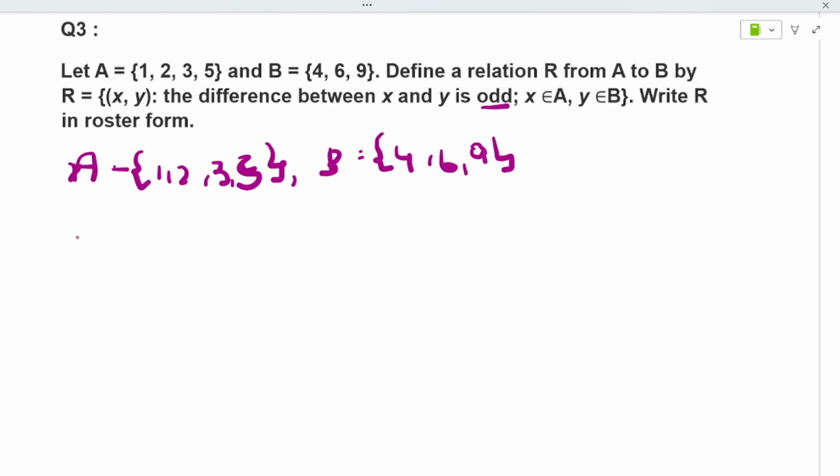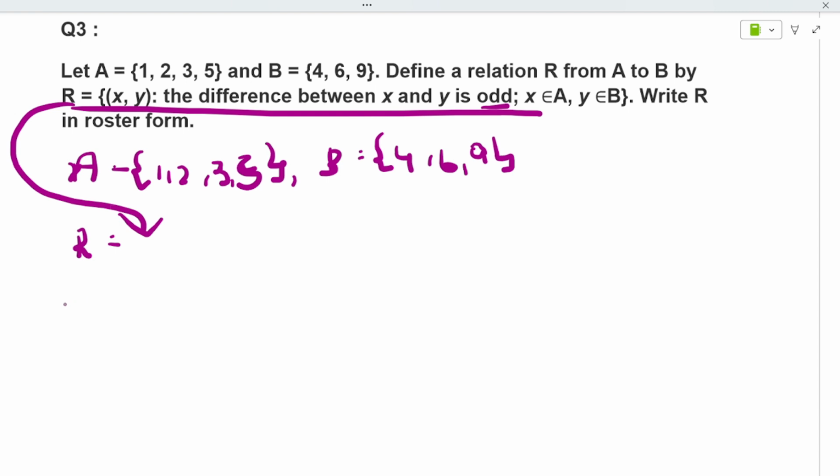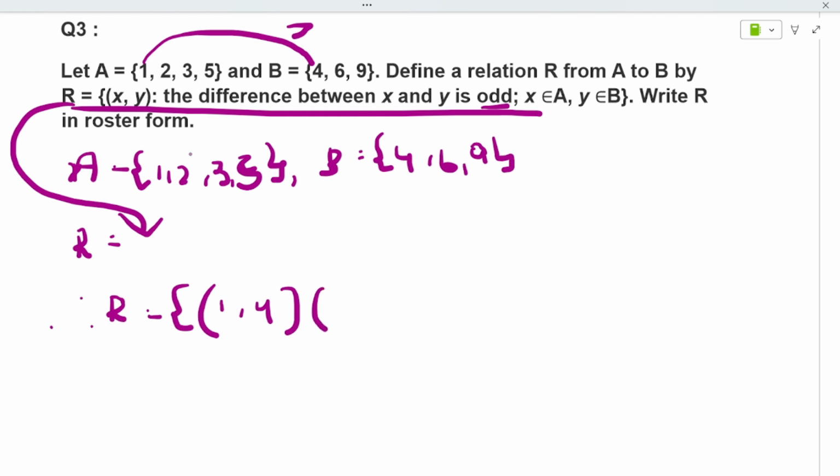Now, if you have to find out the relation, R is equal to, write down the same thing they have given here. If you want to find the relation in roster form, in brackets you have to write. See, they have given 1 comma 4. The difference between x and y should be odd. If you take the difference between 1 and 4, it is 3, which is odd, so you can take that pair. Next is 1, 6: the difference is 5, so that is also odd.